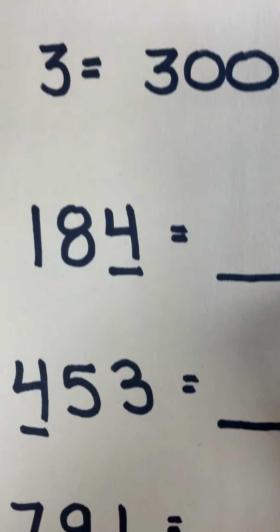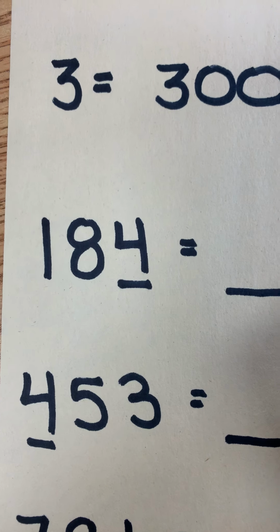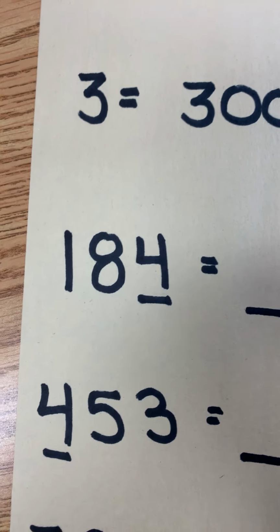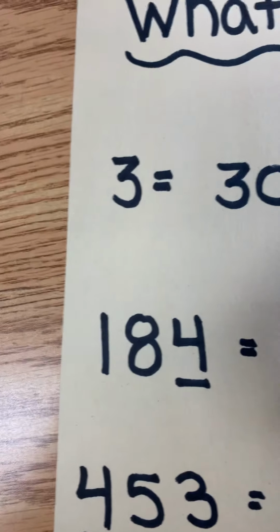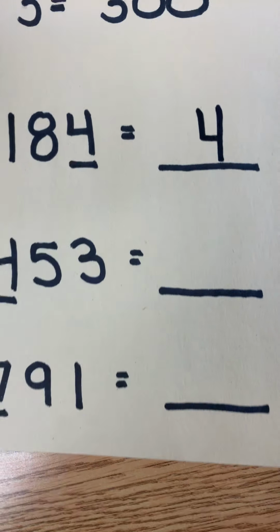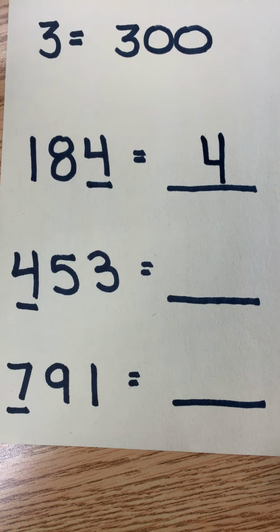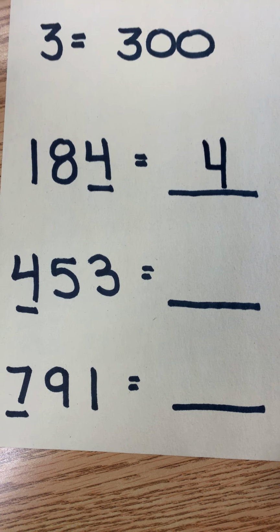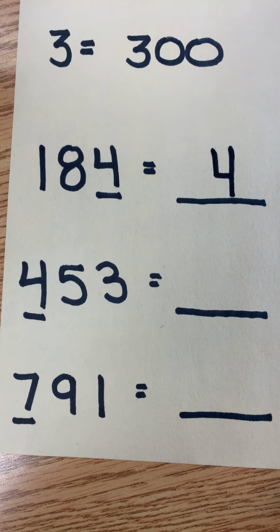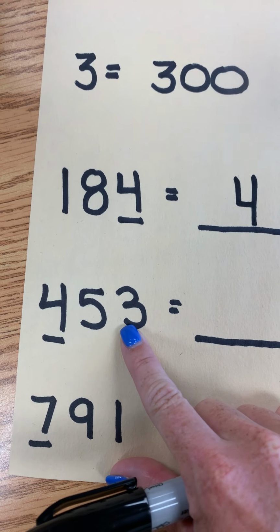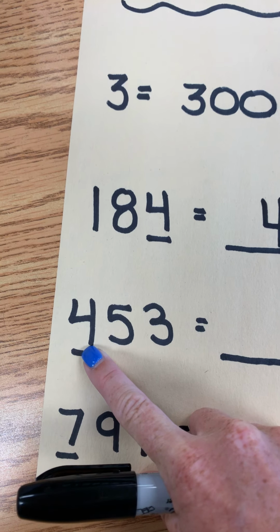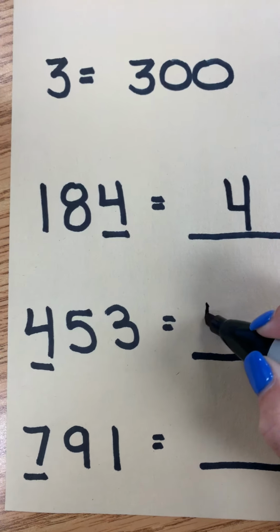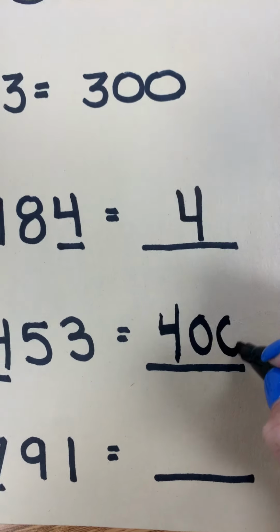So we're going to go through some of these examples here. I have the number 184, and I have the 4 underlined. And I know, again, this is ones, tens, hundreds. Since the 4 is in the ones spot, its value is just 4. So I'm going to write a 4 on the line. Now, I have the number 453, my next example, and I have the 4 underlined in this number. Okay, again, this is the 1 spot, the tens. So this is 3, this is 50. This is in the 100 spot, so that is actually going to be worth 400.